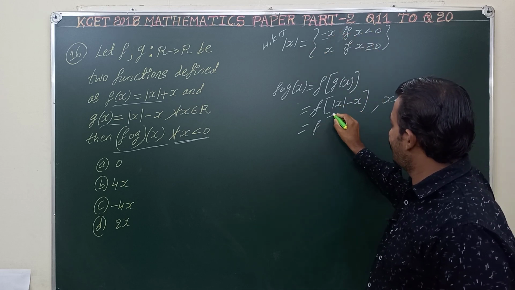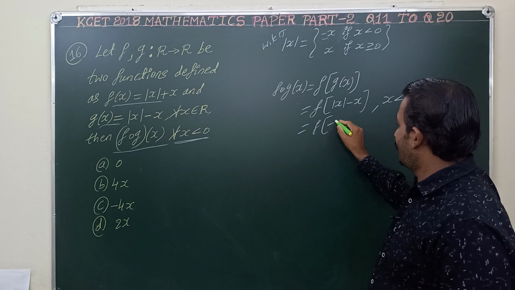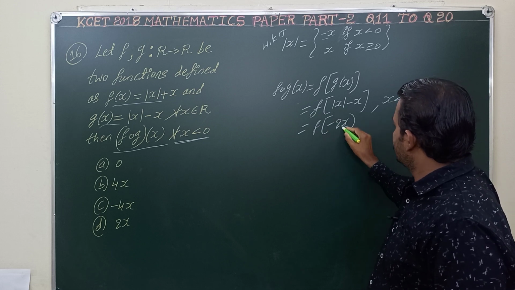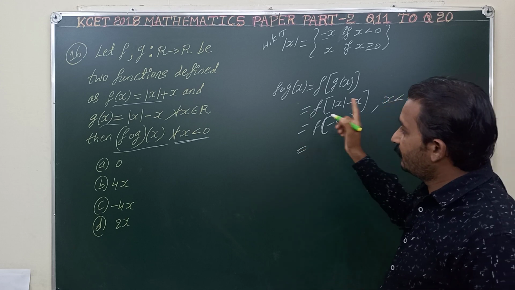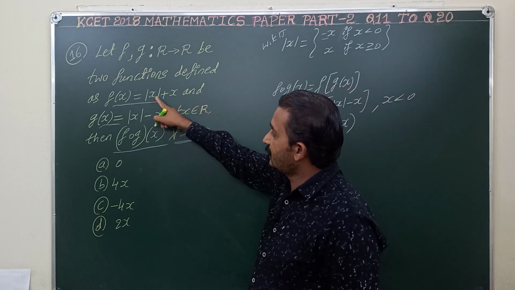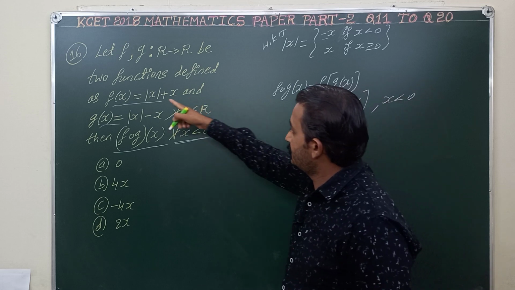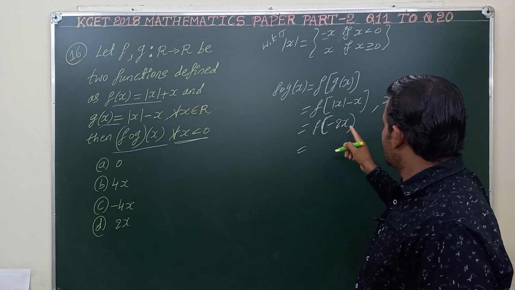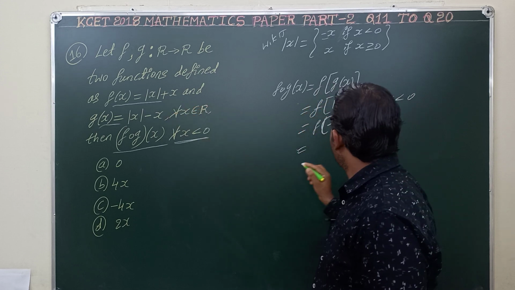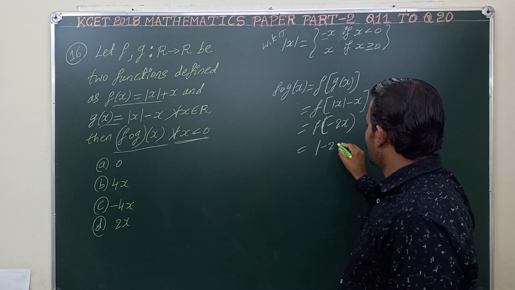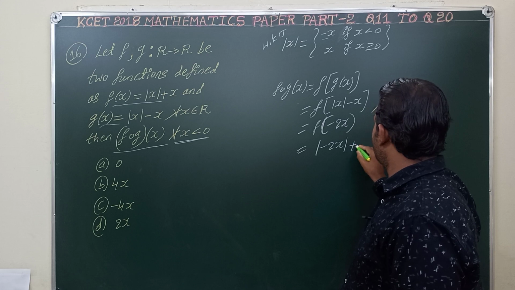This can be written as minus x minus 2x. So now once again apply the F function. Function F of x is equal to what? Modulus of x plus x. So using this definition, only replace x with minus 2x in this case. This can be written as minus modulus of minus 2x plus 2x.